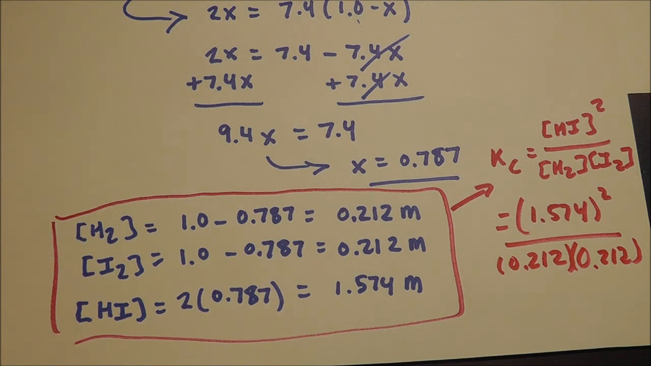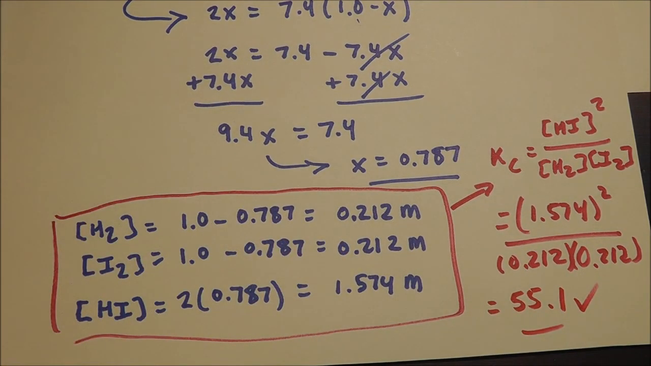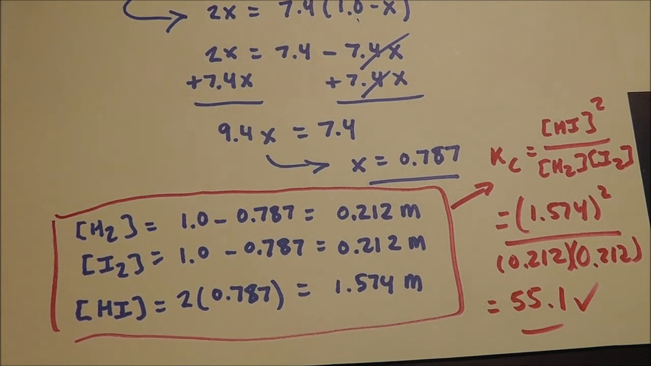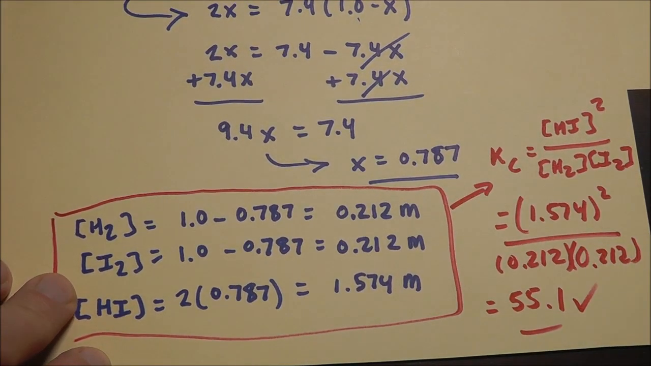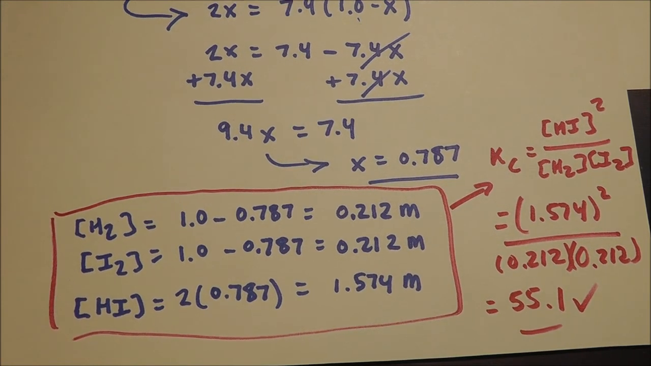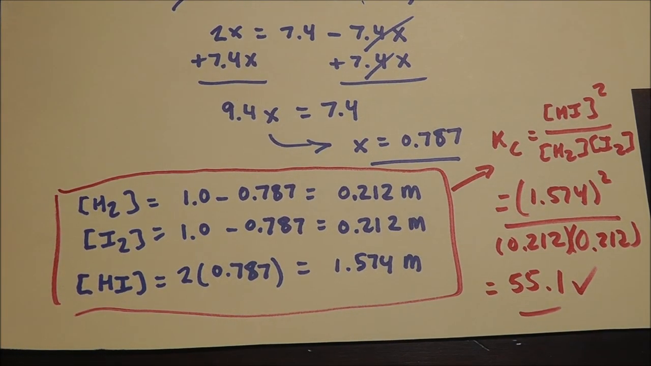So how long is this going to take me here? Minute tops. Divided by 0.212 divided by 0.212, and I get 55.1. So chances are I got the right answer because I plugged it back into K and got the same number back. I've done this before where I've forgotten to square something and I'm like, oh, why is it not 55? I usually forget something, but you should be able to prove to yourself that you got the right answer by plugging it back in.